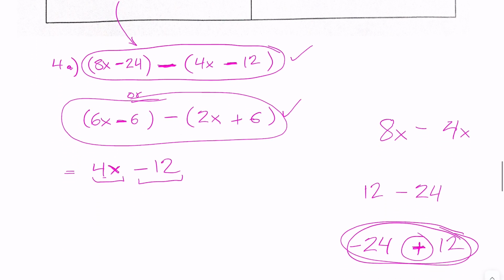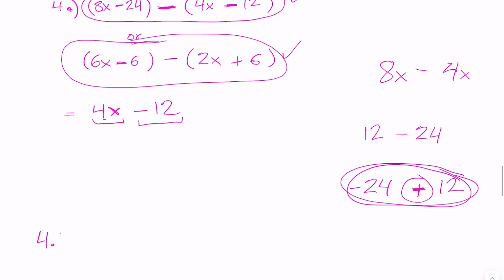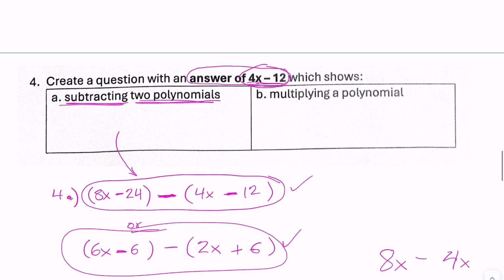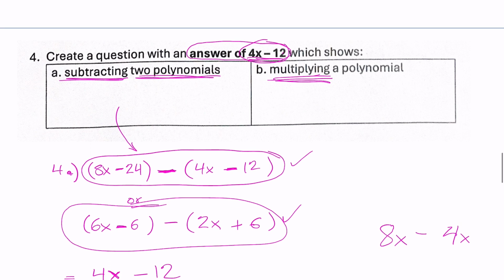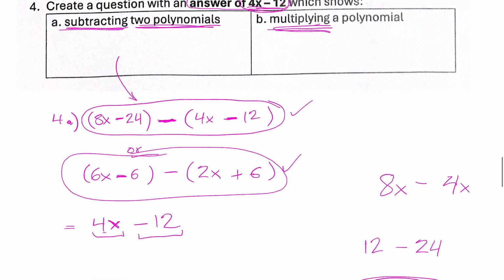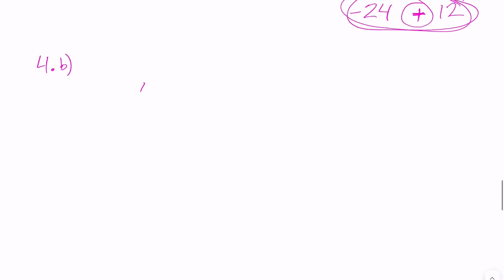Now we'll take a look at 4B. So 4B is actually a little bit different because it's talking about multiplying. We talk about multiplying in the second half of the quiz, so questions 5 through 7. But the idea here is I want the answer to be 4x minus 12. So you can think of this as you want that to be the answer. And then I want a number being multiplied by a polynomial that'll give me 4x minus 12.